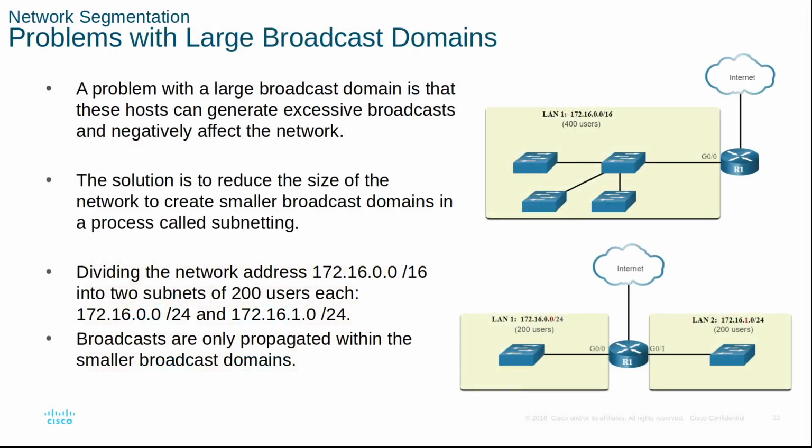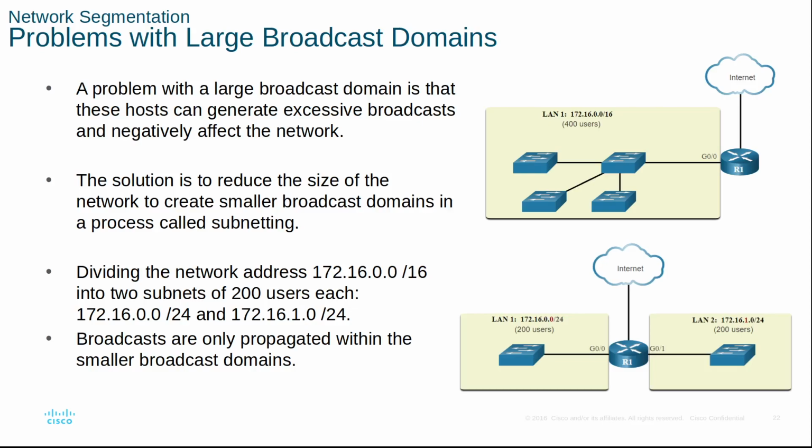Now, the problem with broadcast domains is if they're very large, your network performance is going to be really quite horrible, because all of these protocols, like ARP and DHCP, will send broadcast packets when they're in use. So the solution here is to reduce the size of the network. Subdivide your network. Create subnets. And this creates smaller broadcast domains and improves your network's performance.